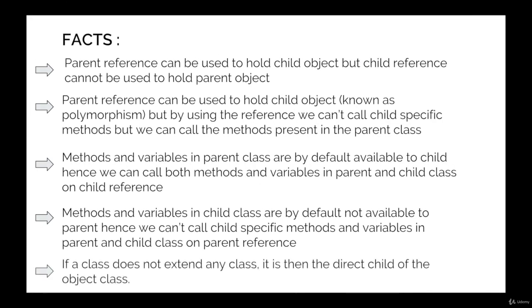So the fifth fact is that if we do not extend any class, then that particular class is the direct child of the object class. What this means is the object class is the parent of every class in Java. So if we have created a class and we don't have a parent for that class in our code, by default the compiler will make sure that it's the direct child of the object class.